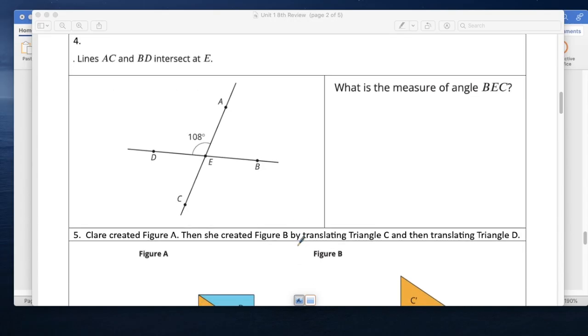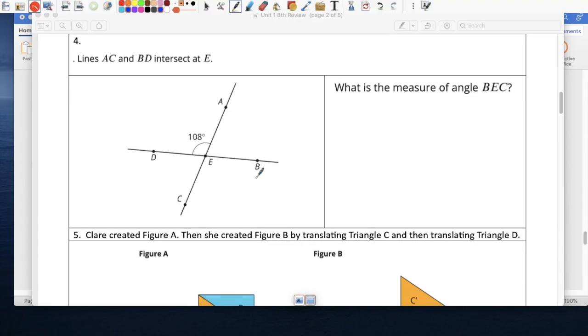I don't think this question was necessary, but nevertheless, here are two intersecting lines, right? Anytime you have two intersecting lines crossing, we create four angles. We get two pairs of congruent angles, right? So that's 108. This guy on this side is also 108. They're asking for angle BEC. So I just happen to get that right.